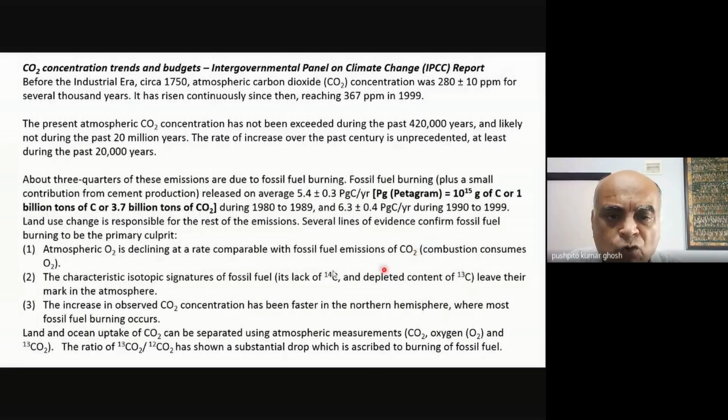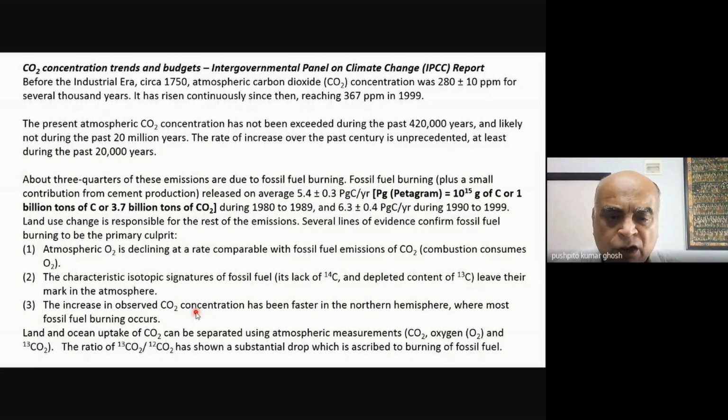Okay, and the two were tallying reasonably. Second, as I told you, the isotopic signature very clearly indicated that it is fossil fuel, because C14 had come down. Okay.